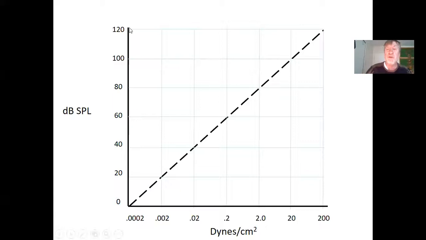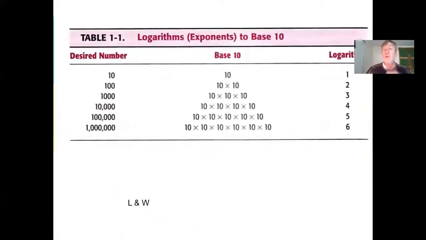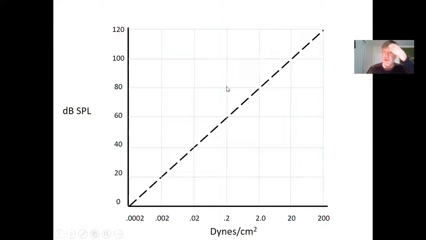If I go to one slide earlier here, let's see what your book says. This is a picture out of your textbook. So here's your logarithms. 10 times 10 times 10 times 10 times 10 times 10 is a million. Okay, so that's explaining what this picture is showing you here. This is the idea. So that's why we say the decibel is based on logarithms.